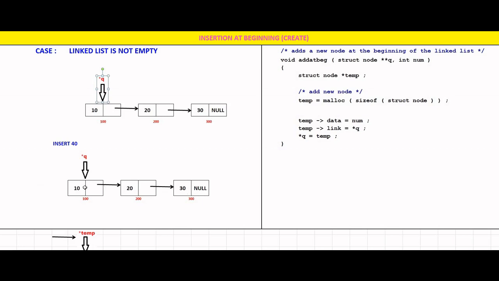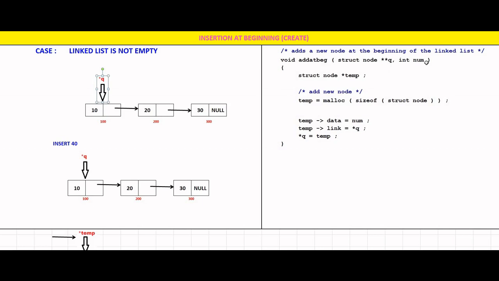Now we are going to implement this function using the number 40. So this is the function name, add at beginning, having 2 input parameters. One is the structure of linked list. So whenever I pass here q, pointer q, I pass the whole linked list to the function.